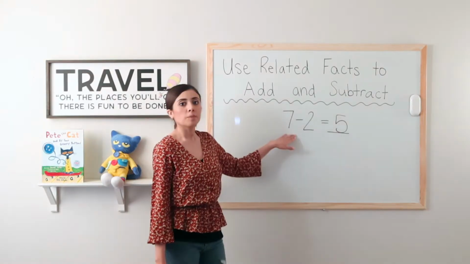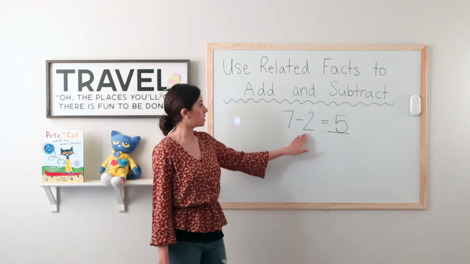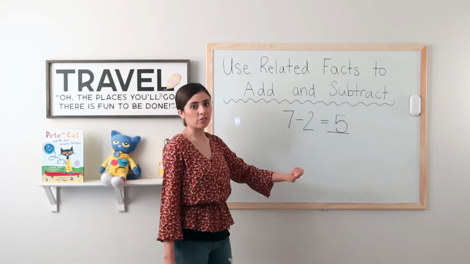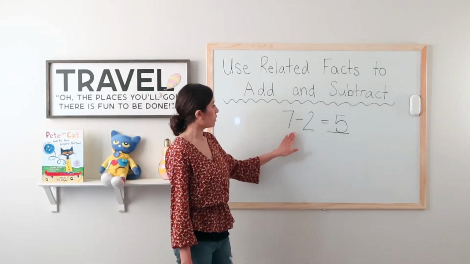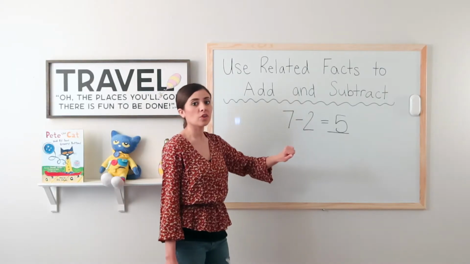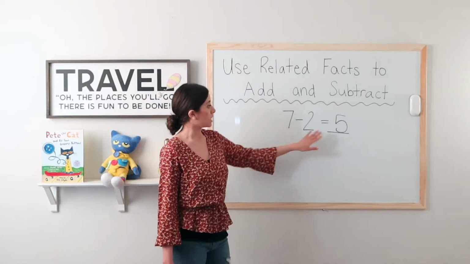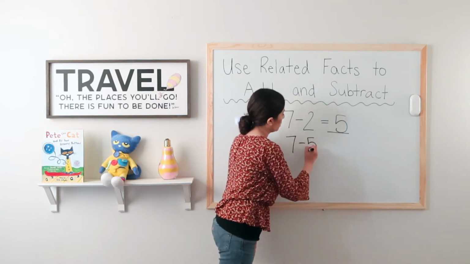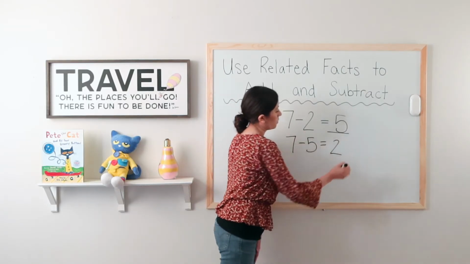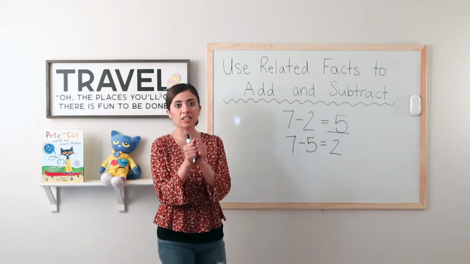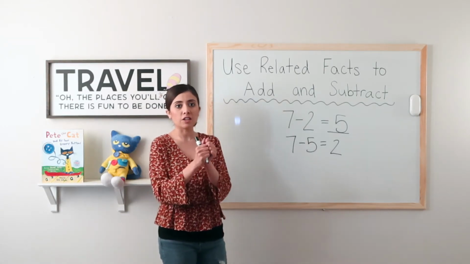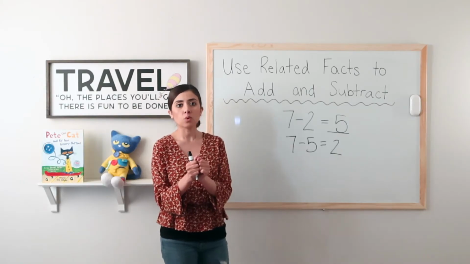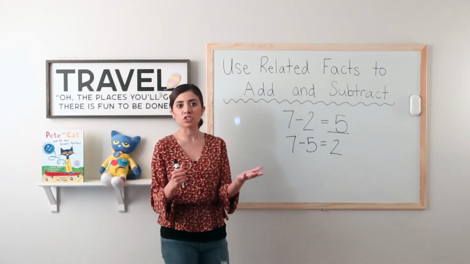Very good. Because I know 7 minus 2 equals 5, I can go ahead and list all the other related facts. 7 minus 2 equals 5. Well, then that means 7 minus 5 equals 2. If I want to separate 7 into 2 parts, I can either pull 2 away first and then have 5, or I can pull away 5 and then have 2.